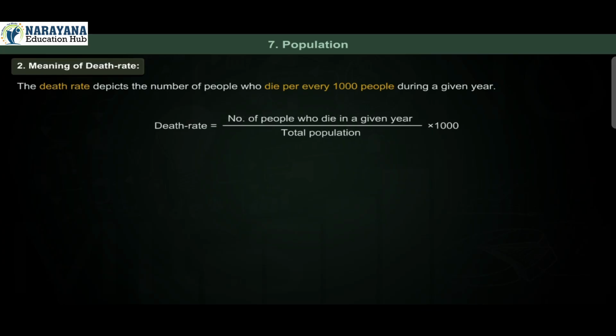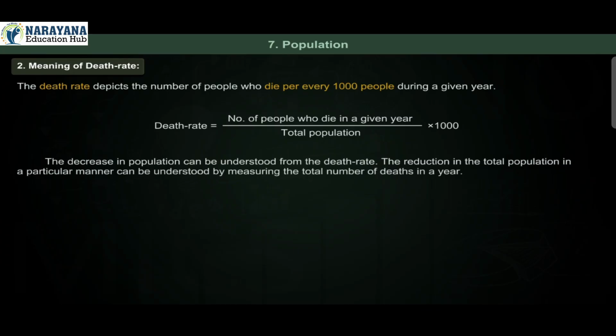Death rate is equal to the number of people who die in a given year upon total population into 1000. The decrease in population can be understood from the death rate. The reduction in the total population in a particular manner can be understood by measuring the total number of deaths in a year. The extent of death rate in India.